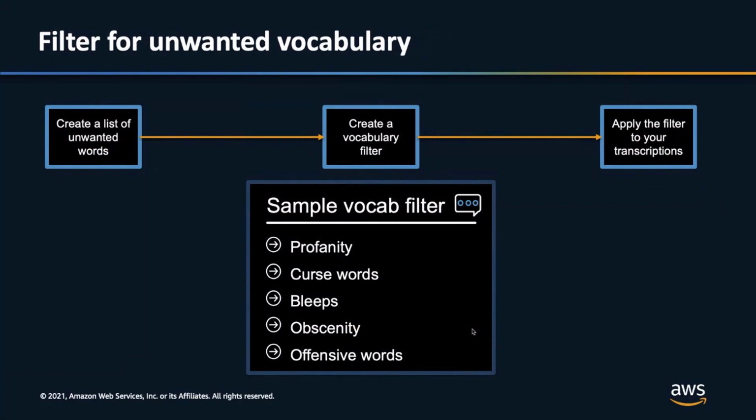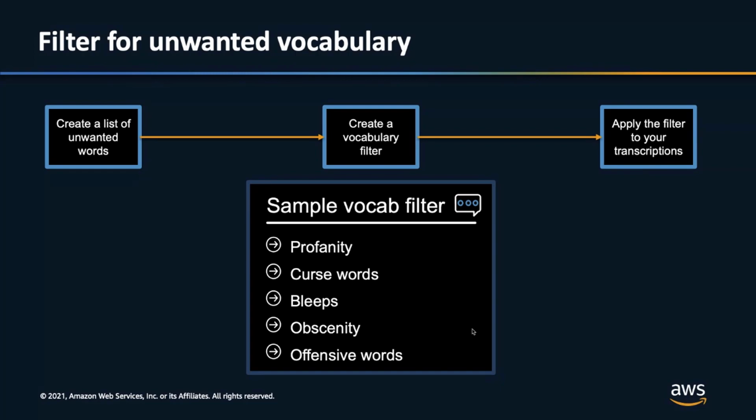So let's look at the vocabulary filtering feature first. Here, you can first create a list of unwanted words. It could be profanity, obscenity, offensive words, curse words, whatever you're looking for. Based on this, you can then create what is called a vocabulary filter. And then finally, once this is ready, when you run your transcription, you can apply this filter to your transcription.